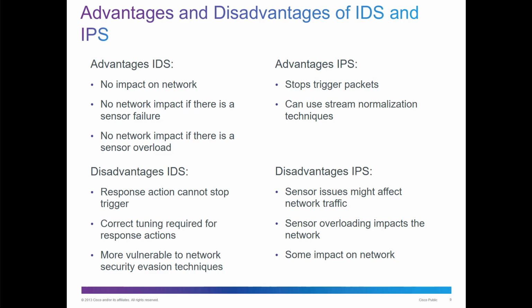Big disadvantages for IDS: an IDS response action cannot stop a trigger, it's passive, correct tuning is required, and it is more vulnerable to network security evasion techniques. Again, IDSs are passive, meaning they can alert you and do nothing else. An IPS disadvantage is sensor issues may affect network traffic because things are going through that sensor. IPS issues affect network performance.